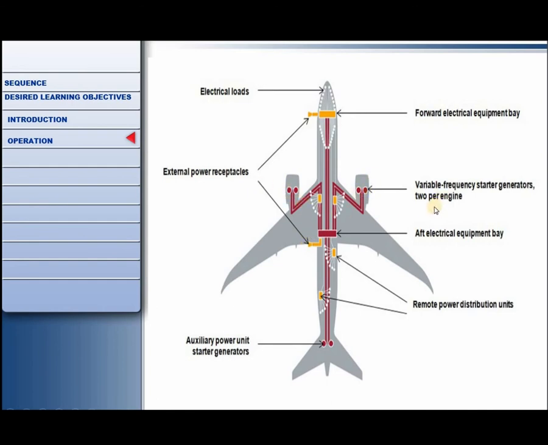Here are two engines which contain the AC generators, and some aircraft can have DC generators as well. The auxiliary power unit is available in the tail of the aircraft, which is another source of electrical power to the aircraft systems. So the engine-driven electrical generators, auxiliary power unit starter generators, and the aircraft batteries are the main sources of power for the aircraft. But external loads can be connected through power receptacles available at different locations in the aircraft, mostly in the nose area as well as in the fuselage.